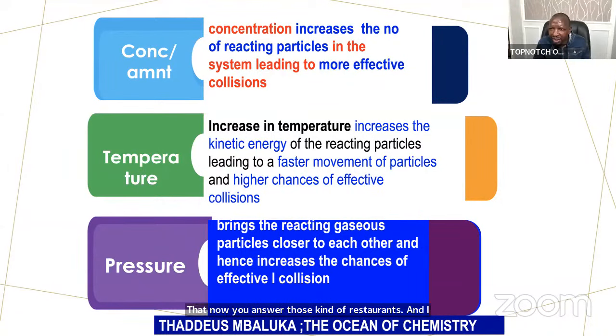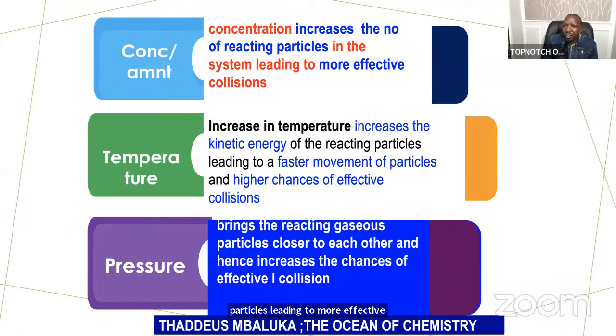You can also talk about the size of the particles, whereby small size particles have a large surface area, and that increases the chances of effective collisions. The other thing that is mentioned there is the catalyst, and a catalyst lowers the activation energy of the reacting particles, leading to more effective collisions.